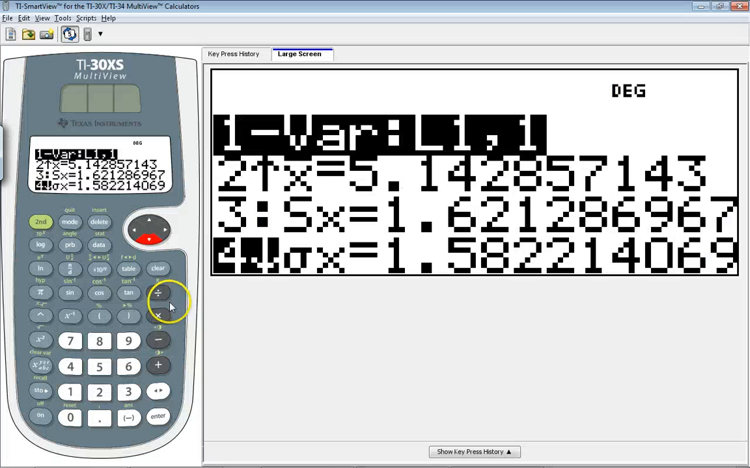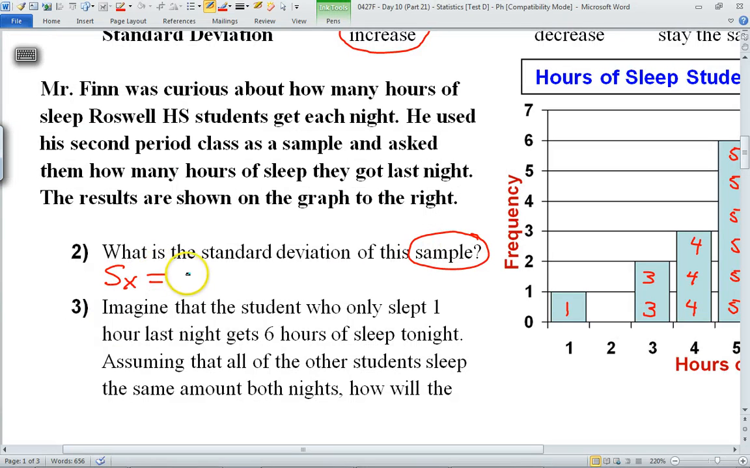So be very careful about that. So the sample standard deviation, I'm going to say 1.62. I'll use the nearest hundredth. Okay, so watch out for use of the word sample. If they say sample standard deviation, you better use S. If they say population standard deviation, you will use the other one, the sigma.